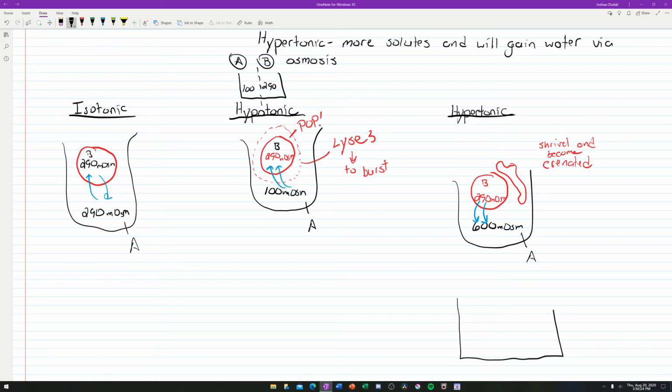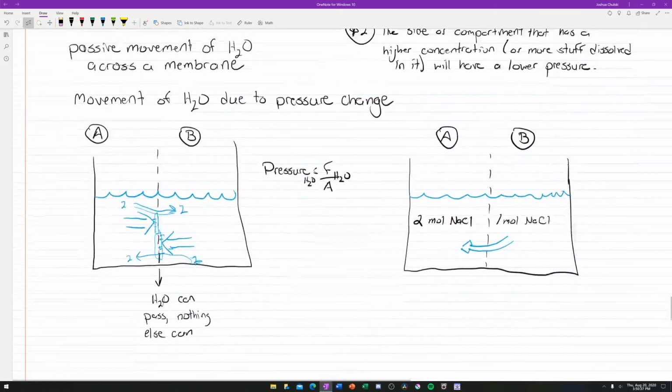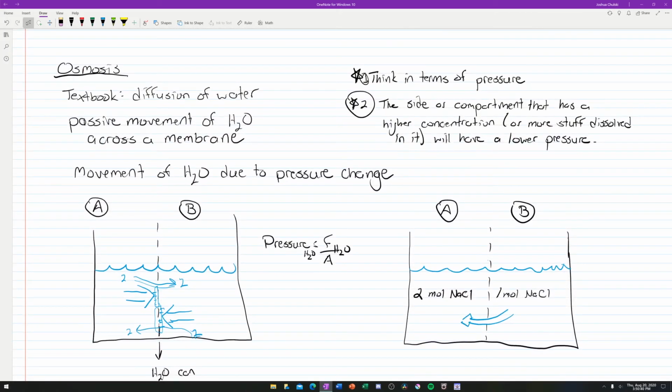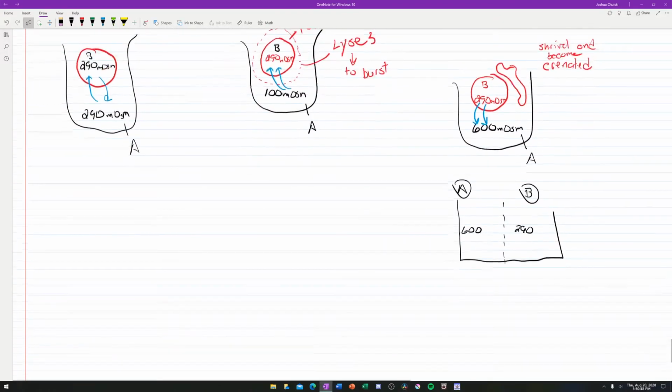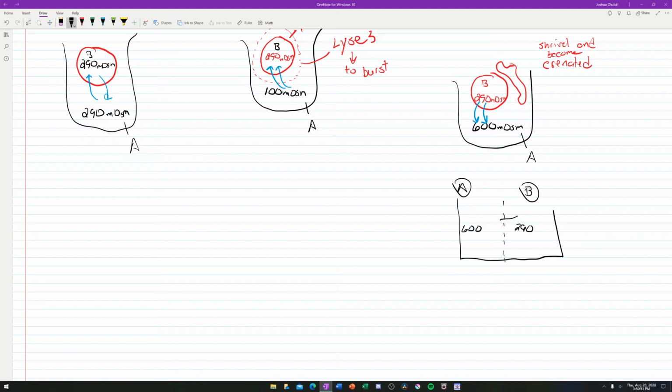Now, to work out the hypertonic, again, all you have to do is draw it out like we did before with osmosis. Here's side A. Here's side B. Side A, we know it's got 600 dissolved in it. Side B has 290 like before. Again, we can go back up to the rule: the side or compartment that has a higher concentration or more stuff dissolved in it will have a lower pressure. So which one's got more stuff dissolved in it? Water is going to move from B to A, in this direction, until they're equalized. Usually, because we're dealing with such vast volumes, the cells don't make it, really.